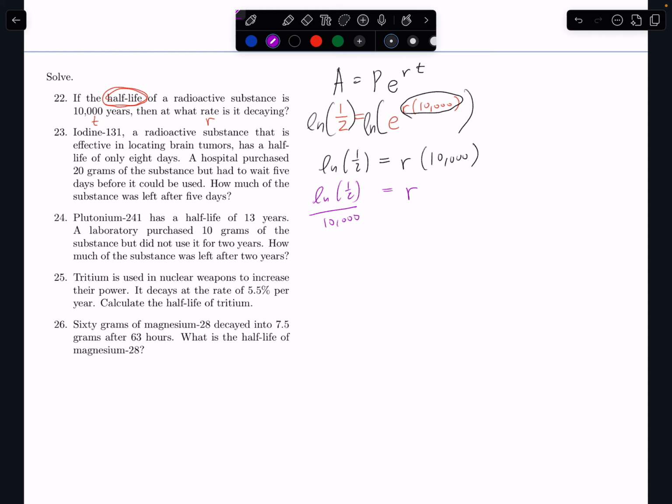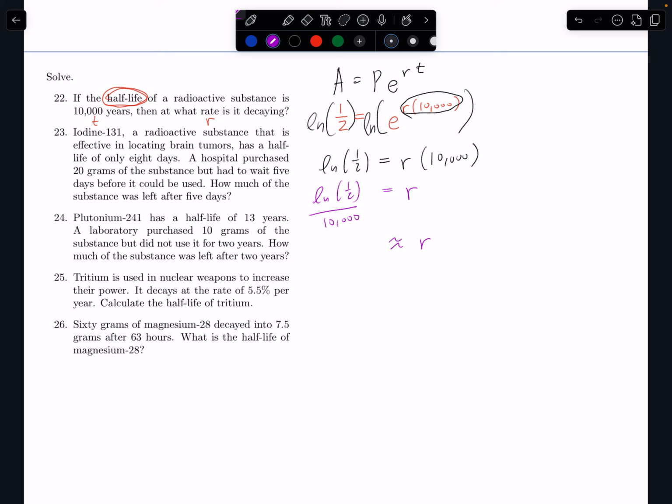And at this point, I'm just going to plug that into my calculator. So sorry guys, you're going to just not see any movement while I plug this into my calculator. ln of 1/2 divided by 10,000. Okay, this is what I get.